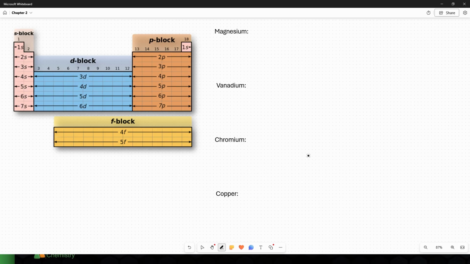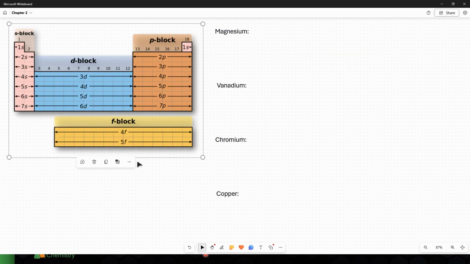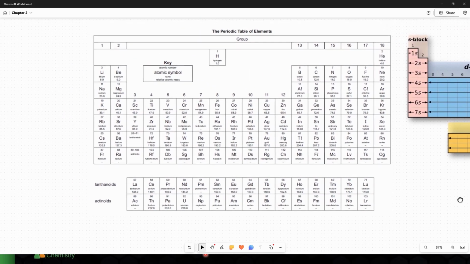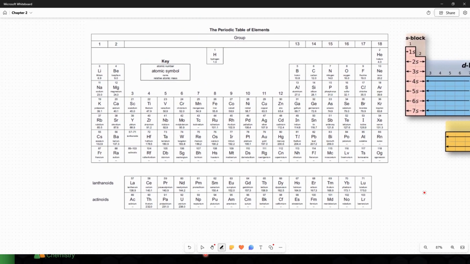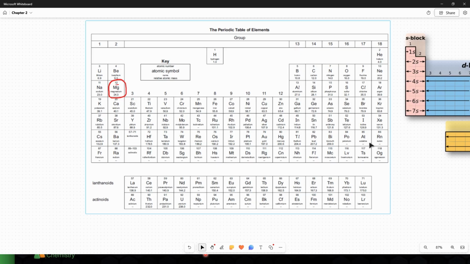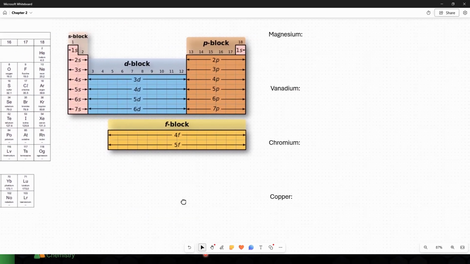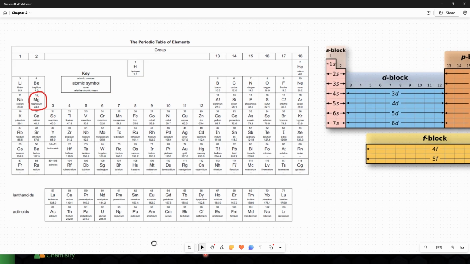So for example, if we wanted to do magnesium's electron configuration, the very first thing that we will need is the number of electrons that magnesium has. If we go over here to the periodic table, we can see that magnesium is right here, and the number of electrons in a neutral atom of magnesium is 12. We have the atomic number 12, which means 12 protons for magnesium, and in a neutral atom would also mean 12 electrons.